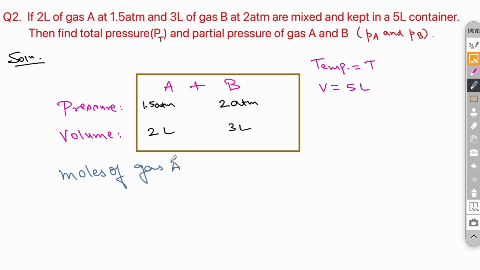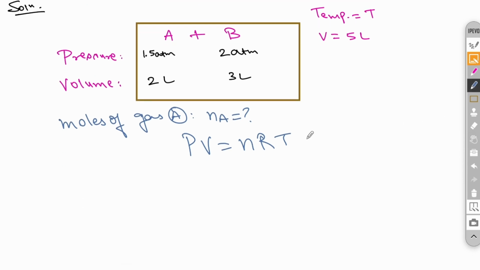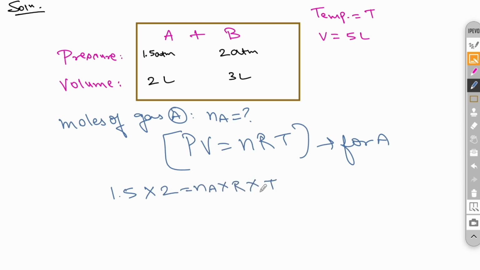So moles of gas A, that is, we know Na will be equal to, using the ideal gas equation, PV is equal to nRT, we can write 1.5 multiplied by 2 is equal to moles of gas A Na multiplied by R multiplied by T. We don't know the value of T, so let's take it as T itself. So Na is 3 by RT.